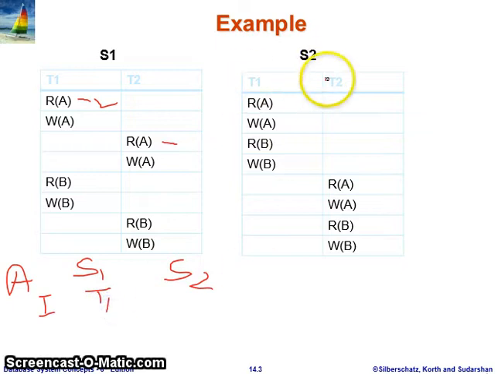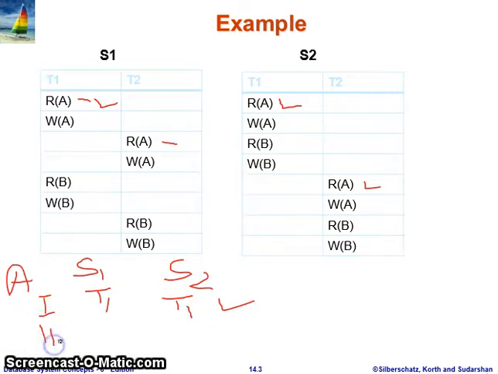Check in schedule 2 as well. In schedule 2, there are read operations on data item A. Which transaction is reading first, the initial value of data item A? Here transaction T1 reads first. So our first condition is matched. Means in both schedules S1 and S2, T1 is reading the initial value of data item A.